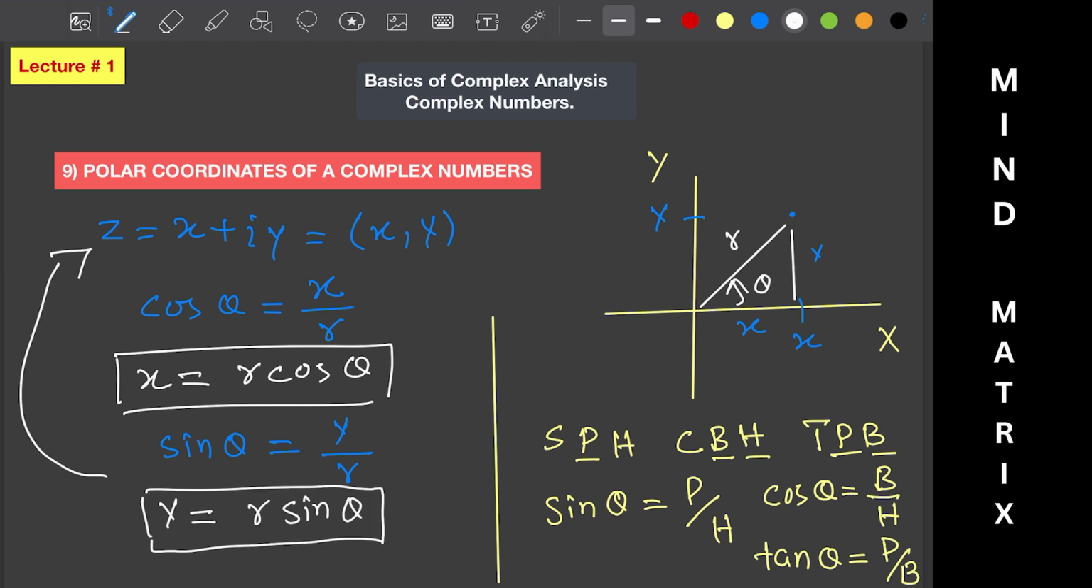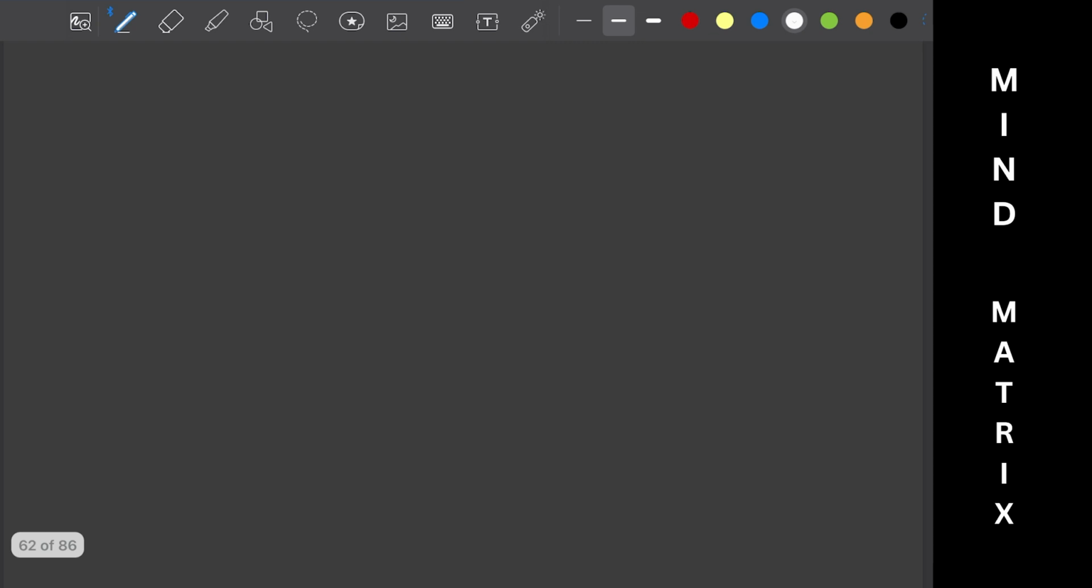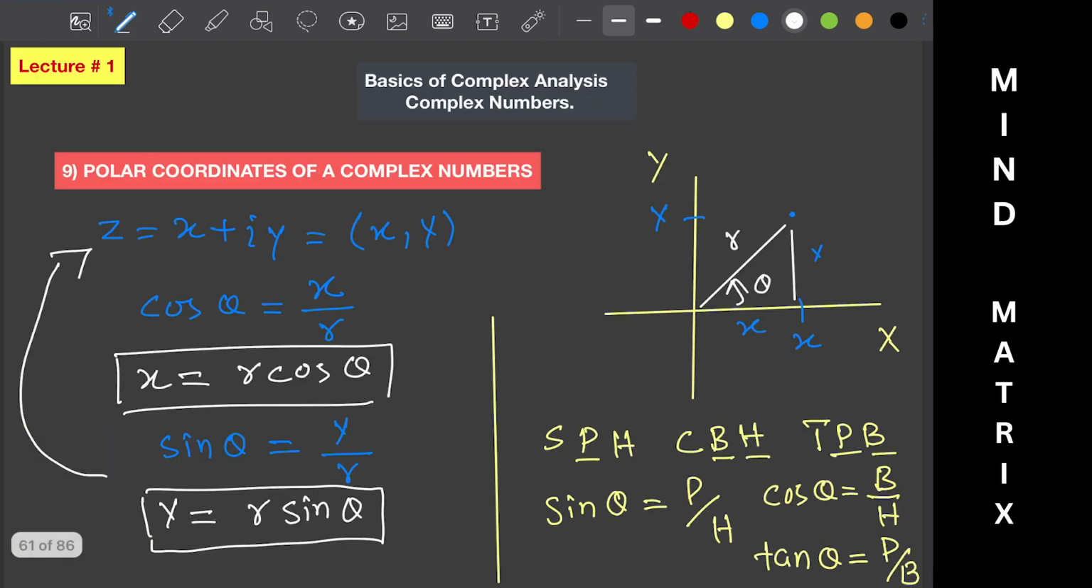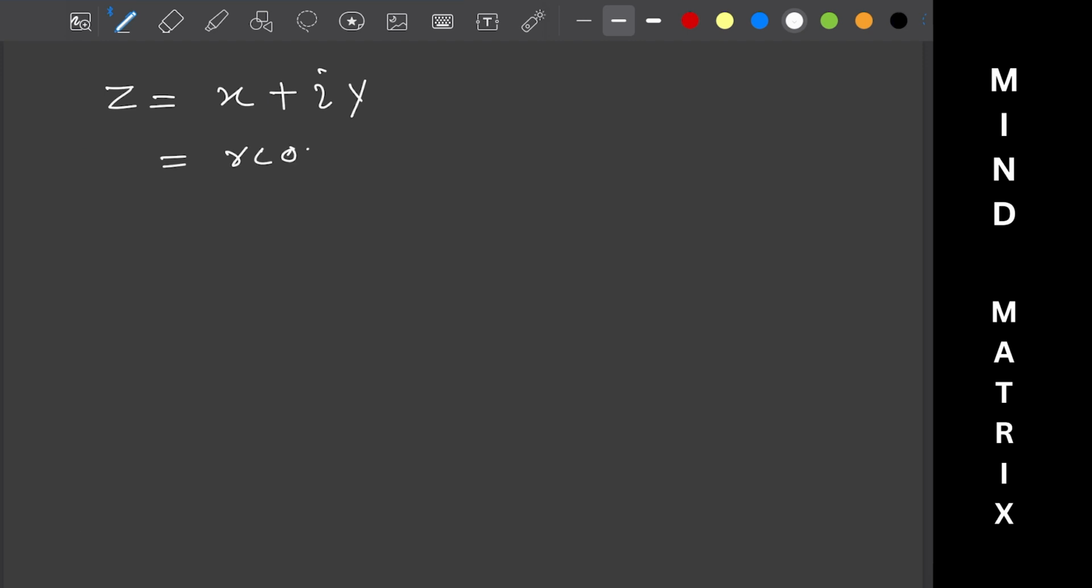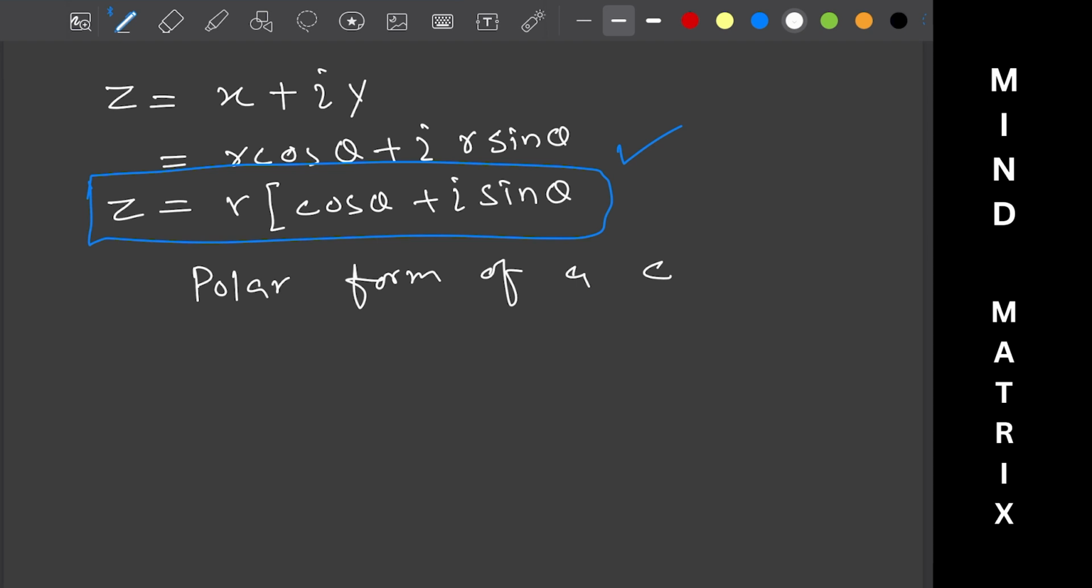Now put these values in this complex number. So let's add another page. We will have the equation as z equals x plus iota y. Put the values of x equals r cos theta, so r cos theta plus iota r sin theta. Take r as common, so we will have z equals r times cos theta plus iota sin theta. This is the most important result, and this is the polar coordinate of a complex number. That's how we represent it. This is the polar form of a complex number z.